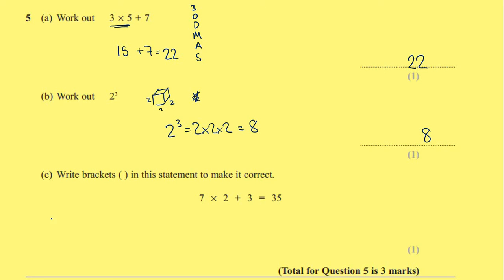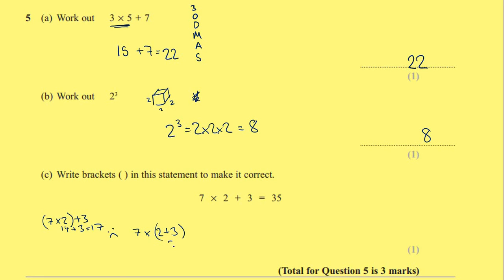Okay, so you might try something. You might do, well, 7 times 2 in brackets plus 3. Well, 7 times 2 would go first anyway, and 14 plus 3 is 17, so that doesn't work. Okay, what about if we did 7 times by 2 plus 3.